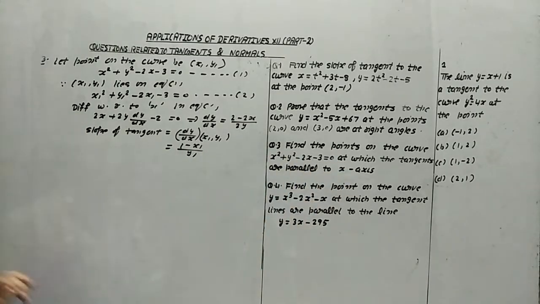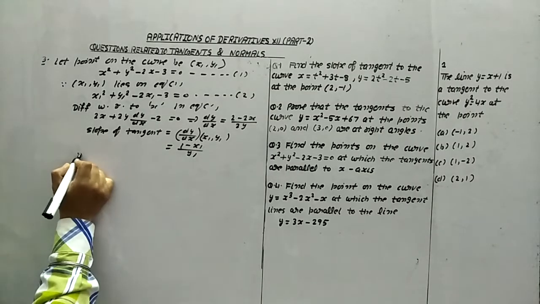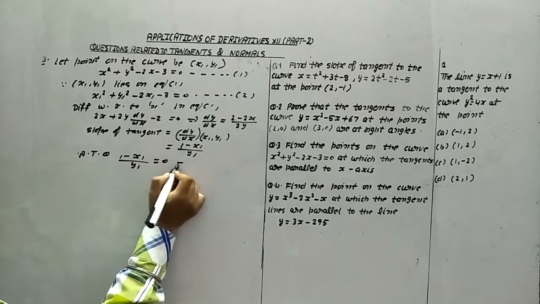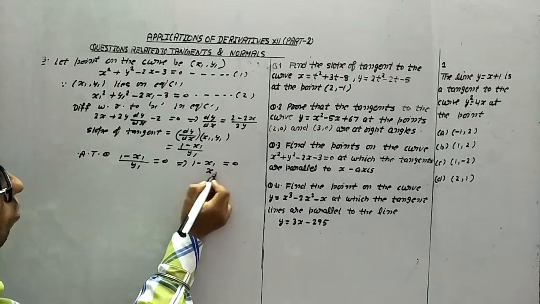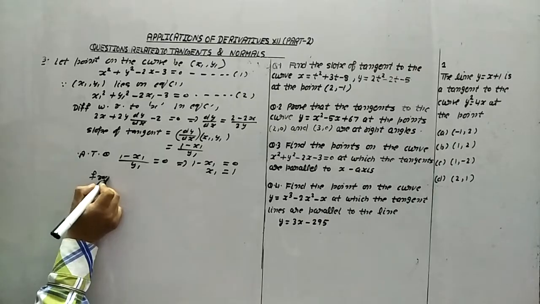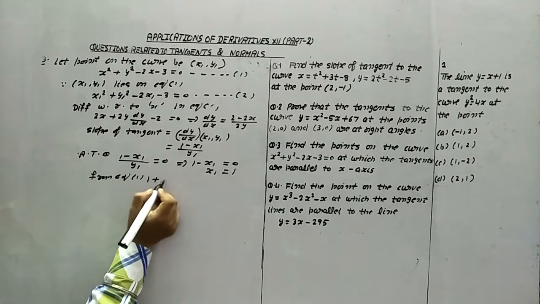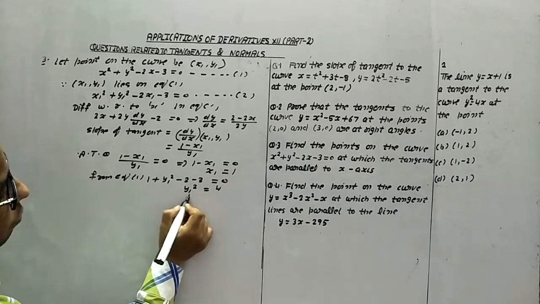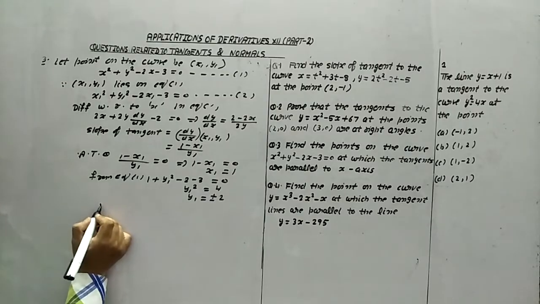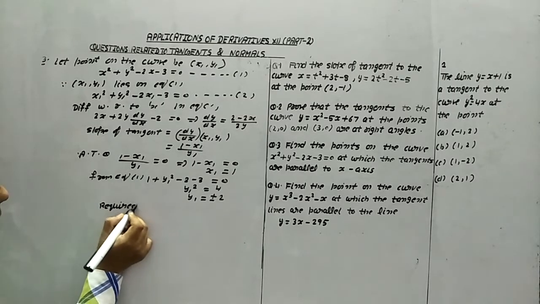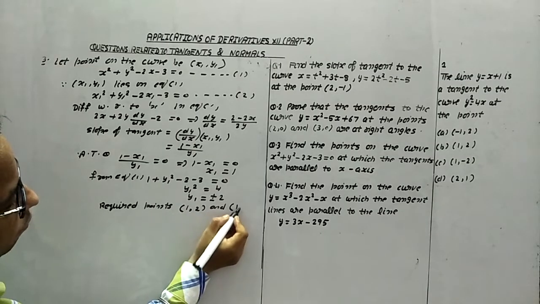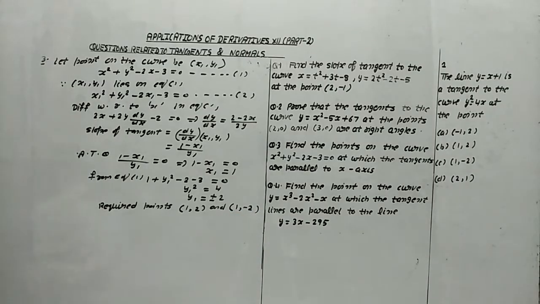Now this tangent line is parallel to the x-axis, and we know very well any line parallel to the x-axis has slope 0. So according to the question, (1 minus x1) upon y1 is equal to 0. It implies that 1 minus x1 is equal to 0, so x1 is equal to 1. Now from equation 1 we have 1 plus y1 square minus 2 minus 3 is equal to 0. It means y1 square is equal to 4, so y1 is equal to plus minus 2. Therefore, the required points will be (1, 2) and (1, minus 2). So this is the way to do this question.